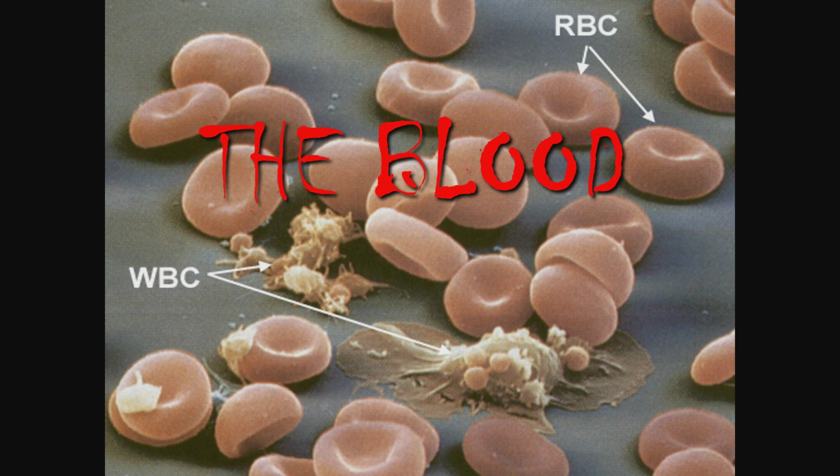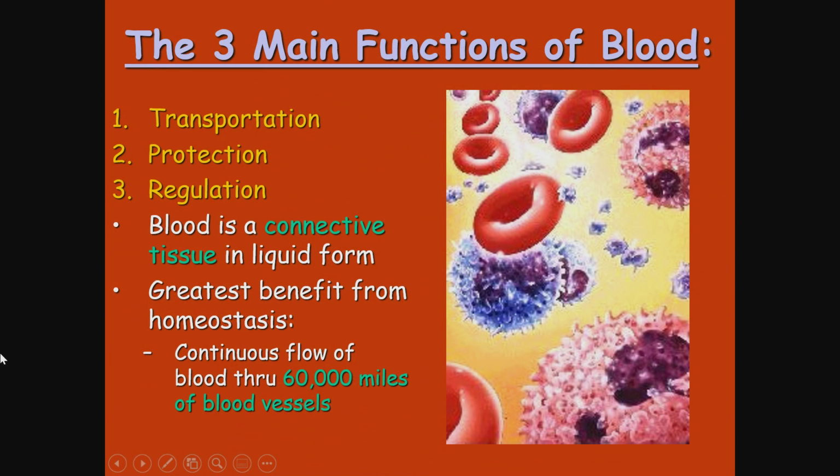Now to the circulatory system. This is a picture of the blood. Actually looking at the microscopic view, you see the red blood cells, you see the white blood cells, and they're literally sitting in a fluid called plasma. There are three main functions of the blood: transportation, protection, and regulation. Just remember that blood is a tissue. It's connective tissue. It just happens to be in liquid form.